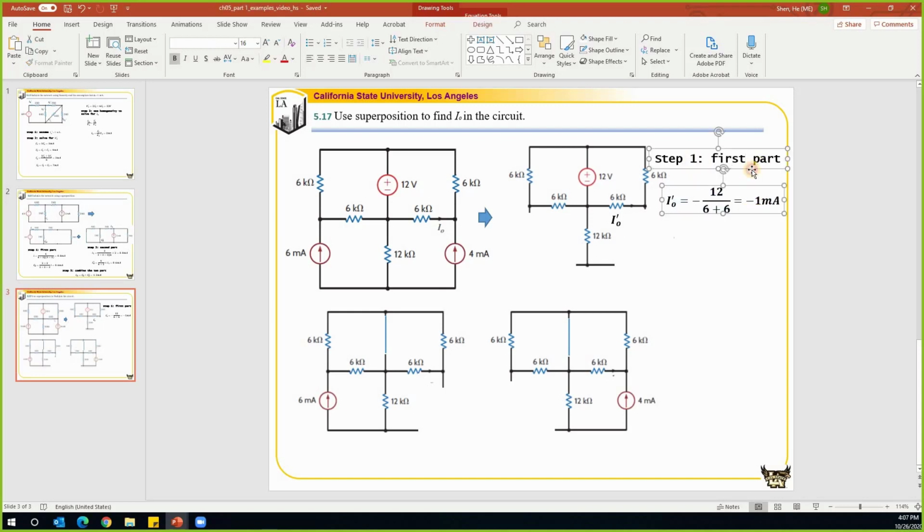The second part we're going to do here. This is the second part of the circuit. In the second part of the circuit, there's a current source over here. We are looking for the current IO double prime. So IO double prime is over here. How do we solve for IO double prime? IO double prime is the current going there, and we have a current source. And what is the IO double prime?